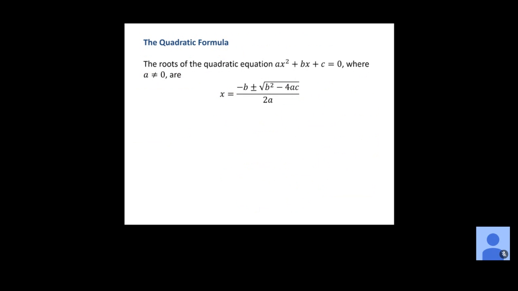Now, if you have a catchy little tune to help you memorize that, that's perfectly fine. I actually learned one when I was in high school, so I'm going to try to sing it for you real quick. So the way I learned this was negative b plus or minus square root b squared minus 4ac over 2a, over 2a. Okay, so if that helps you to remember that, by all means, go back and rewind the video and listen to it over and over again. But whatever you need to do to memorize this formula, you need to know how to do quadratic formula. Okay.